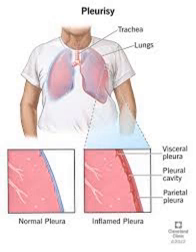Anatomy of the pleura. The pleura consists of two layers. Visceral pleura, the inner layer that covers the surface of the lungs. Parietal pleura, the outer layer that lines the inner chest wall. Between these layers is the pleural space, which contains a small amount of pleural fluid that allows for smooth movement of the lungs during respiration.